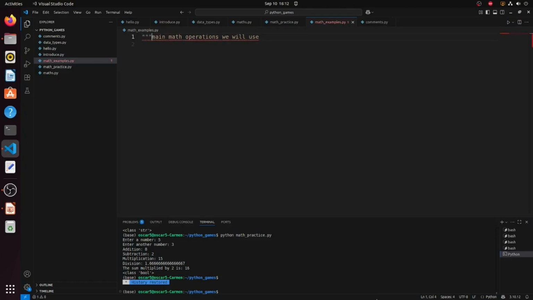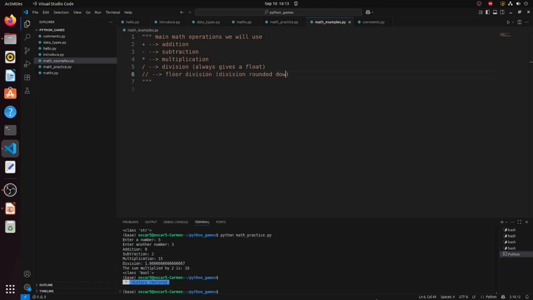Here are the main operators you'll need to know: addition, subtraction, multiplication, division, which always gives a float, floor division, which is division rounded down to the nearest whole number, modulo, which gives the remainder after division, and exponentiation, which raises a number to a power. Now let's create a new file called mathexamples.py.